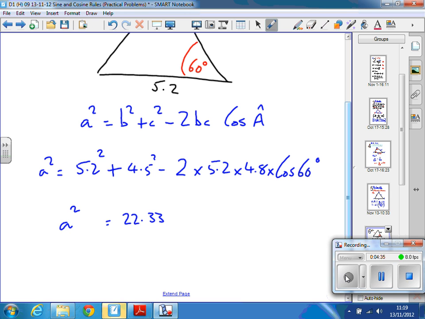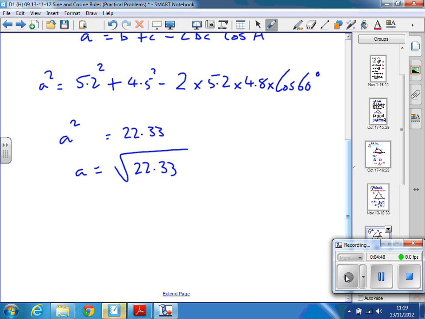This doesn't tell me A, it tells me A squared. So finally, A equals the square root of 22.33. On the calculator, I'd probably just hold that answer and square root it, and I get side A equals 4 point something, 4.725, 4.73 to 3 significant figures.